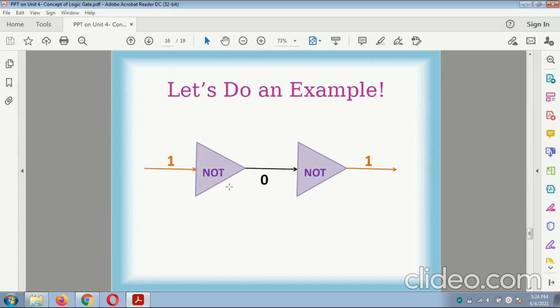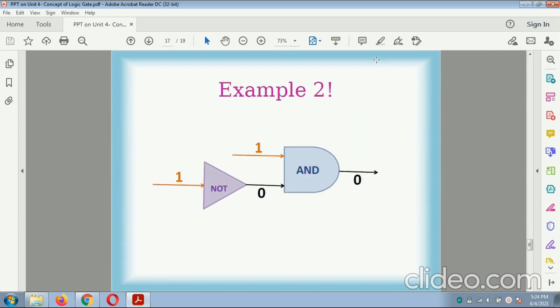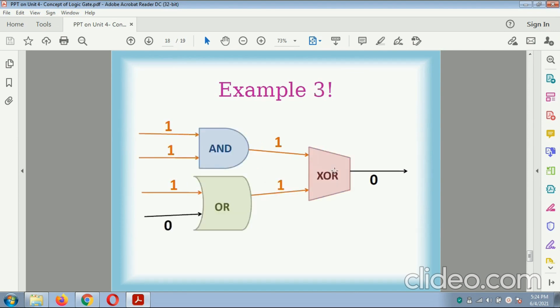Let us do an example. Example 1: the NOT gate input is 1, output is 0, and for 0 it gets 1. Example 2: the NOT gate system has input 1 and output 0. The AND gate requires 2 inputs, 1 and 0, and its output is 0. Example 3: the OR gate system requires 2 inputs, that is 1 and 0. The AND system requires 2 inputs, that is 1 and 1. So 1 and 1 gives 1, 1 and 0 in OR gives 1, and this is connected to the XOR system and gets the output, that is 0.